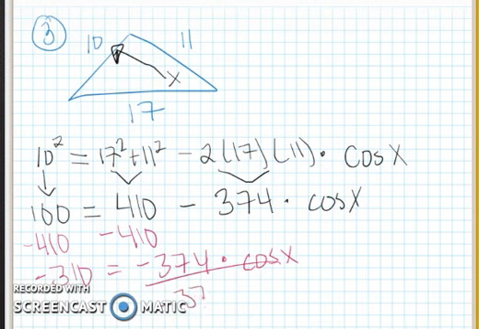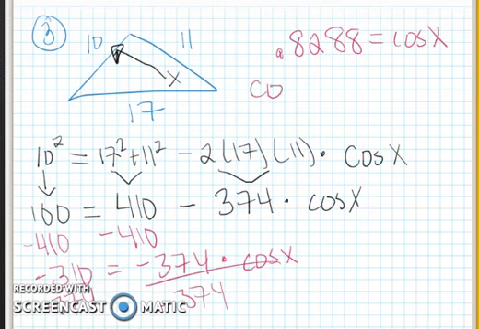Divide by negative 374 on both sides. Okay, and we come up with 0.8288 approximately equals the cosine of x. So we've got to take the inverse cosine. And again, I have this left in my calculator, so I'm going to get a more precise answer. If you wrote this in, you're probably not going to get as precise as me. So I want to make sure you get it as precise as I'm going to.